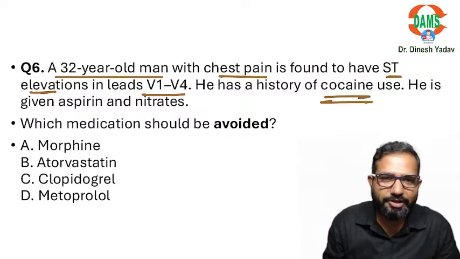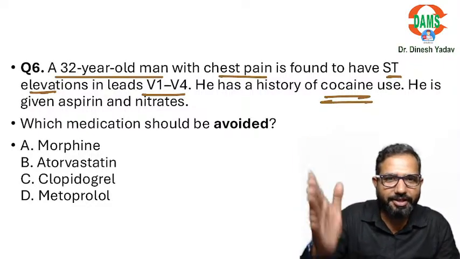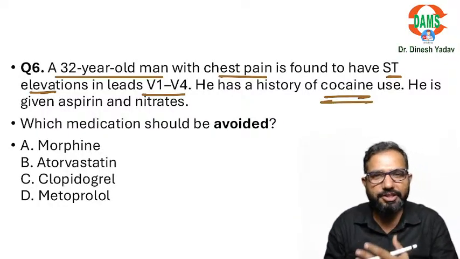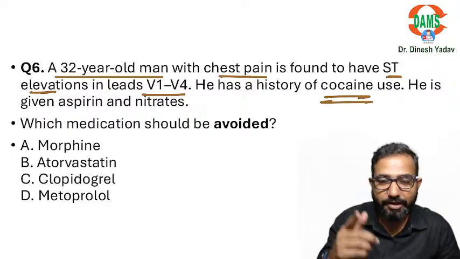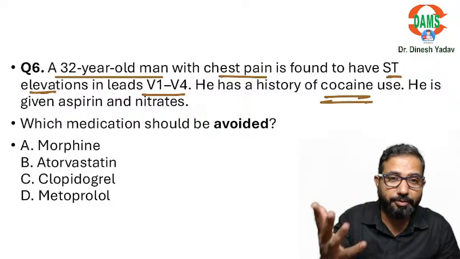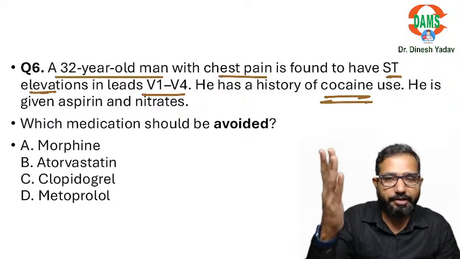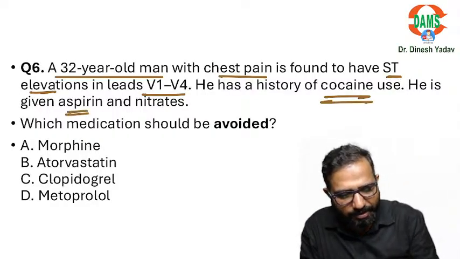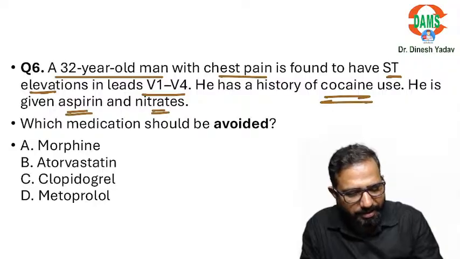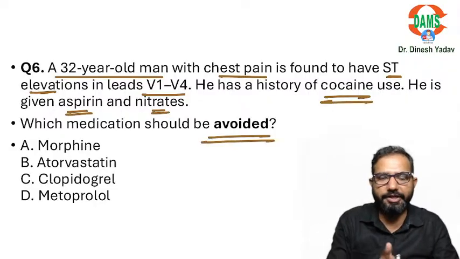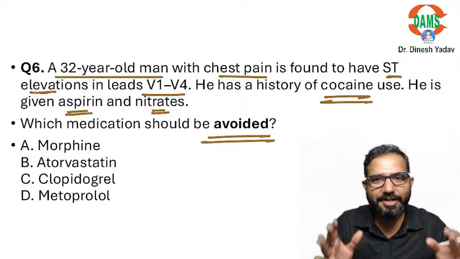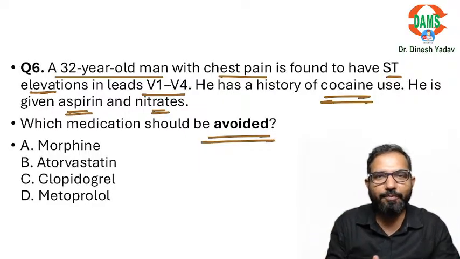Very commonly you will see in emergency after parties in the night from the clubs, the patients are reaching the hospital with chest pain, diagnosed as acute, 32-year young patient having chest pain, cocaine abusers, it could be heart attack. He is given aspirin and nitrate. Which medication should be avoided? Which medication you will avoid in this patient? Morphine, atorvastatin, clopidogrel, or metoprolol?